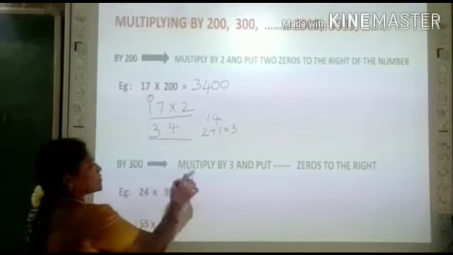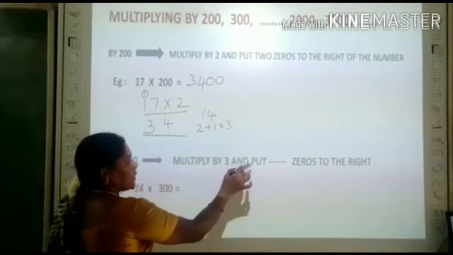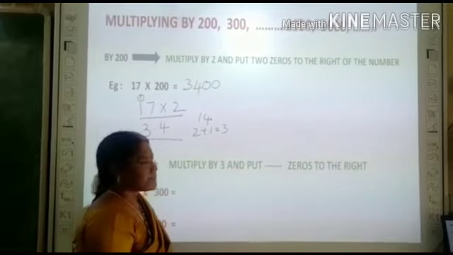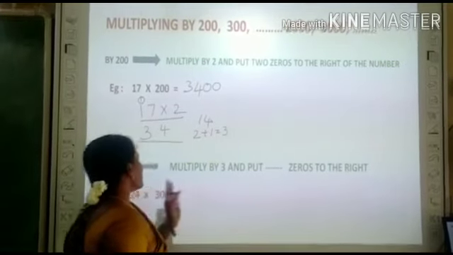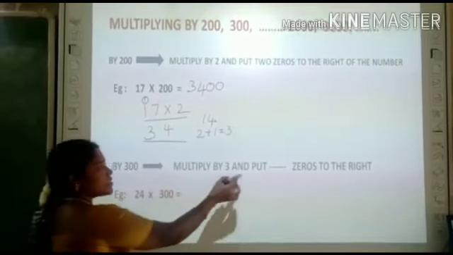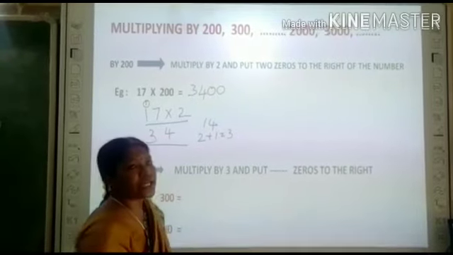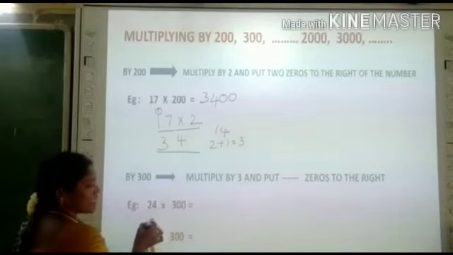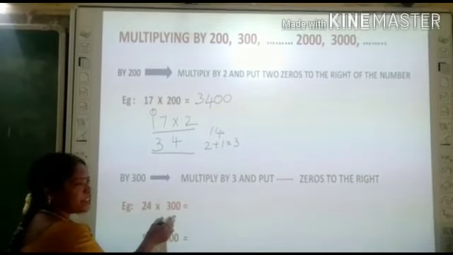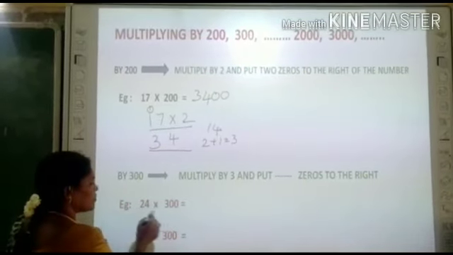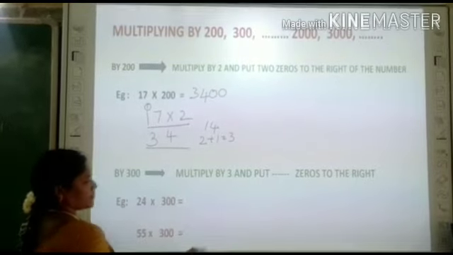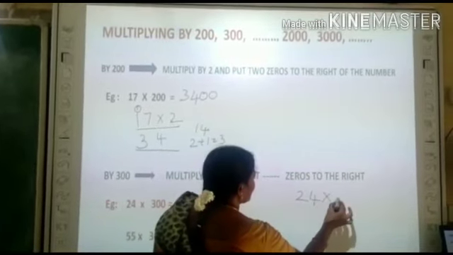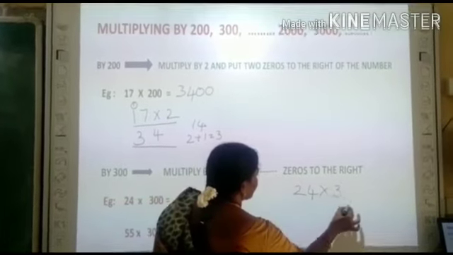Multiply by 3 and put 2 zeros to the right side of the number. Then take one example: 24 into 300. First we multiply 24 into 3. You do it in the right side column. 24 into 3.